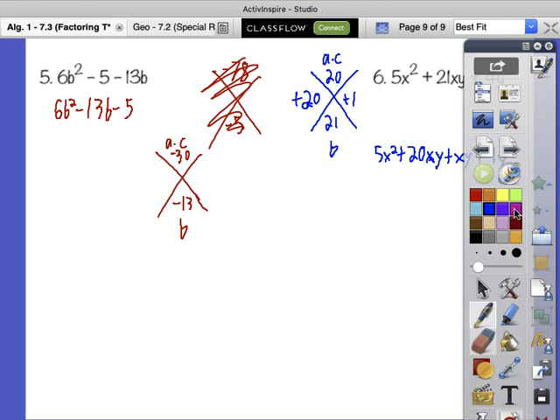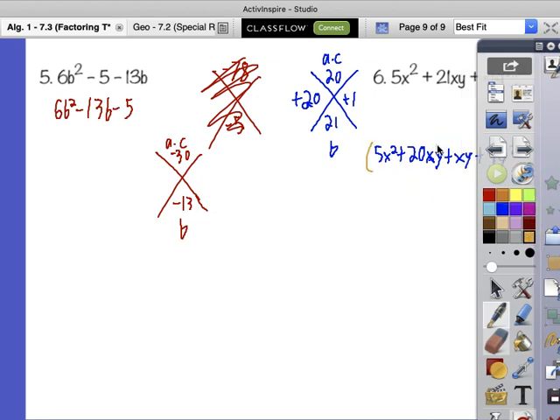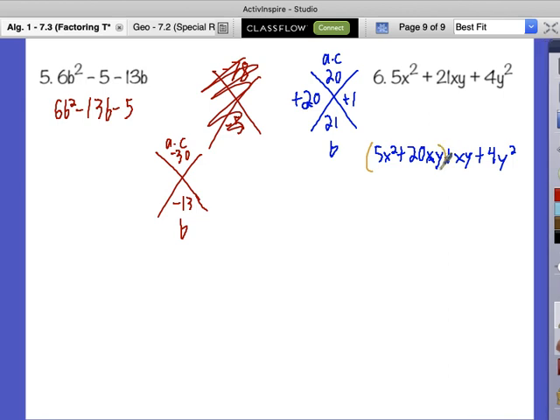Now, as we factor here, what's our GCF of our first one as we make these parentheses? 5x. Okay, 5x in our first one. Now what are we left with? X plus 4y. Very good.